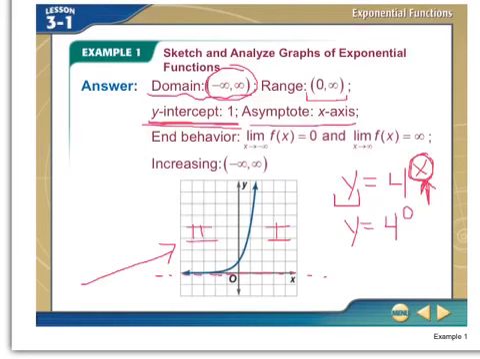Our end behavior, because we have a horizontal asymptote at the x-axis: our left end is approaching 0 here. As I go towards -infinity, y is going to approach 0. But as x approaches infinity, the graph goes up infinitely, and therefore our right end behavior is infinity. Our right-hand limit is infinity.